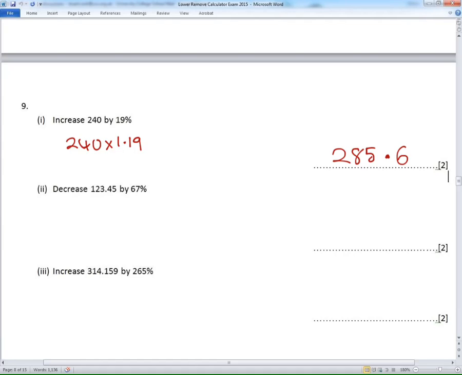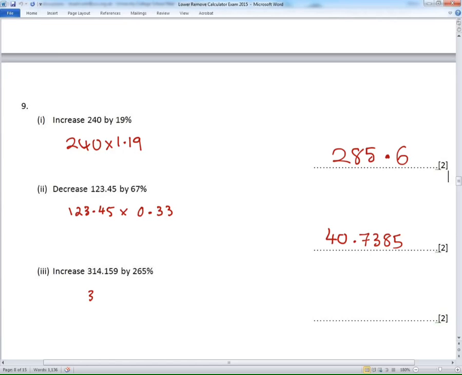The next question, part 2, asks you to decrease 123.45 by 67%. If we do that, decreasing something by 67% is the same as finding 33%. So we can use the multiplier 0.33 to find 33%, and so the answer is going to be 40.7385 when you put that in your calculator.